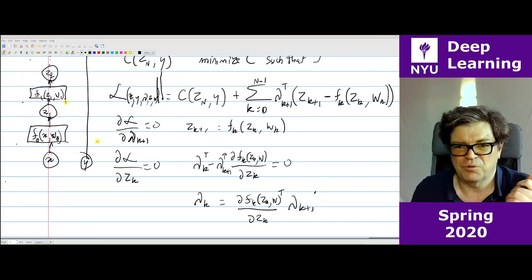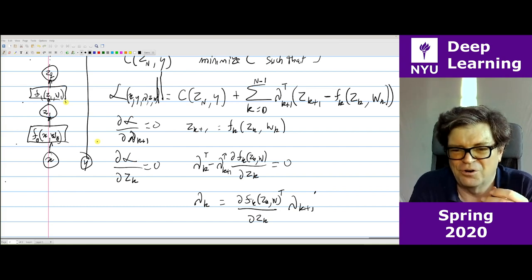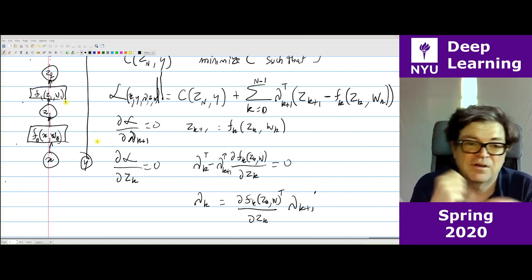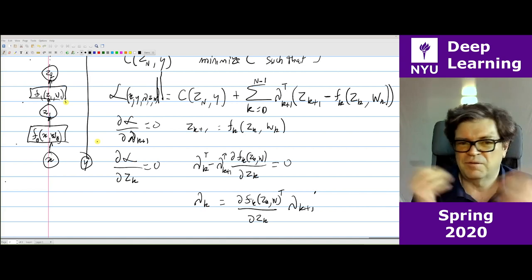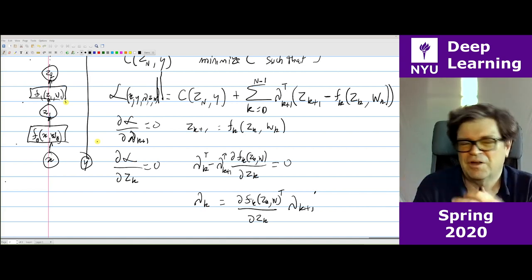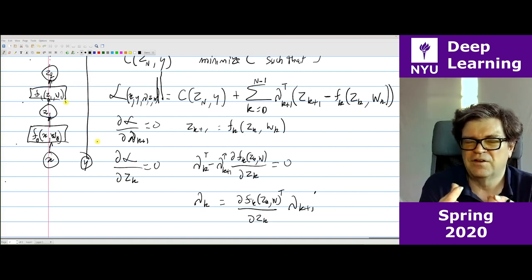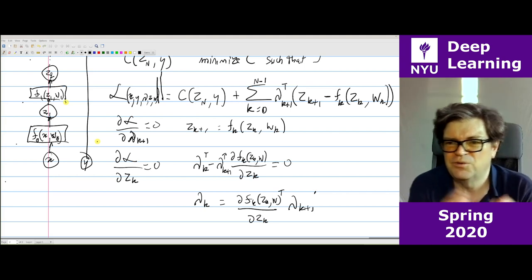Now, the first people to figure this out were people in control theory. In fact, the first people to figure this out were people like Lagrange or Euler, or people like Hamilton and Jacobi. That's the classical formulation of mechanics, if you want. In mechanics, when you write something like this, C of z and y would be the energy of the system, like potential energy or something like this. The other term implements the dynamic constraints, the fact that you have a differential equation that tells you the state at time t plus one is a function of the state at time t. So that's the dynamic constraint.